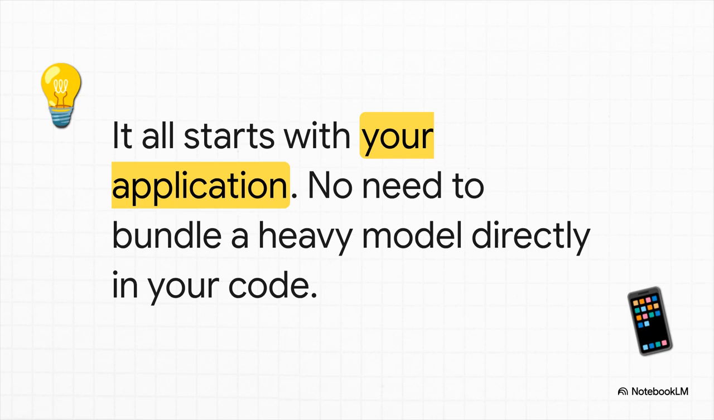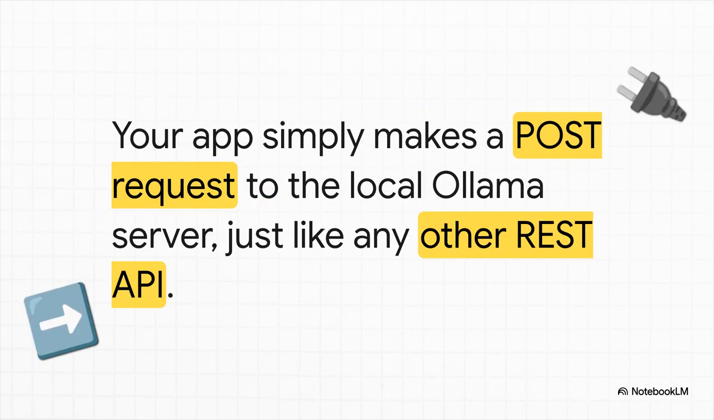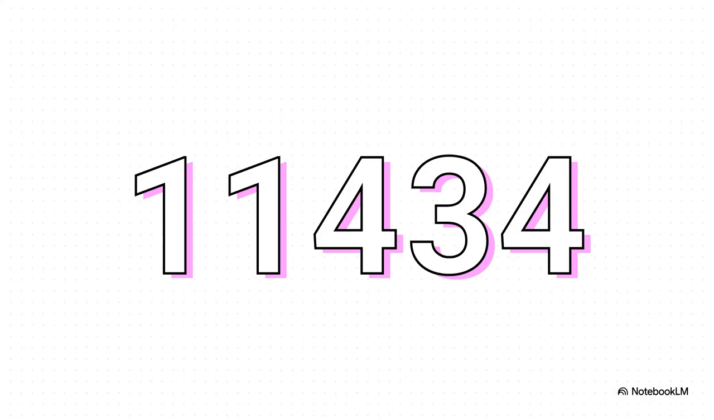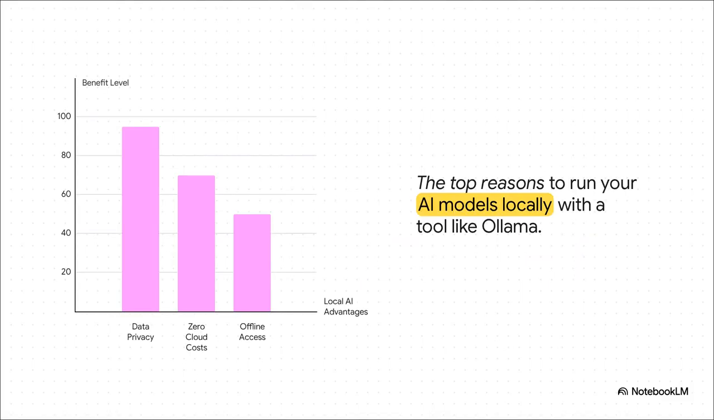It all starts with your application. Normally, you'd have to figure out how to bake some heavy AI model right into your code. But with Ollama, you don't do that. Instead, your app just makes a standard, simple API request, just like it would to any other web service. And it sends that request to the local Ollama server running right there on the same machine. That's it. Ollama handles all the heavy lifting, acting as this super simple API that lets your app talk to the AI model. And for all you tech folks out there who love the details, that local server runs on port 11434 by default. So integrating a powerful AI becomes as simple as hitting a local endpoint. It's awesome.